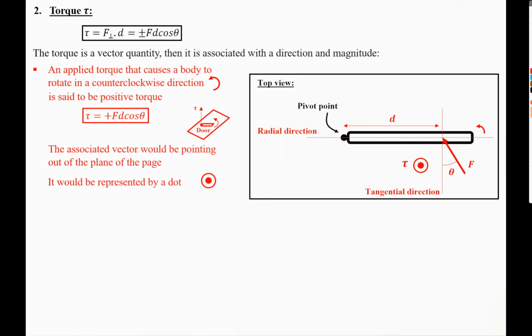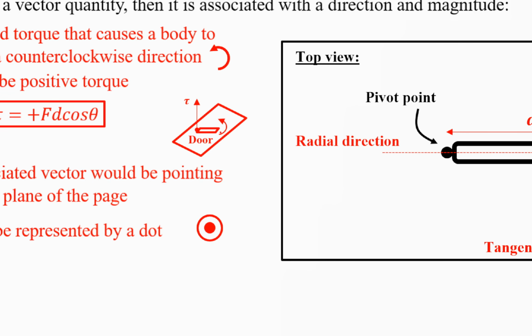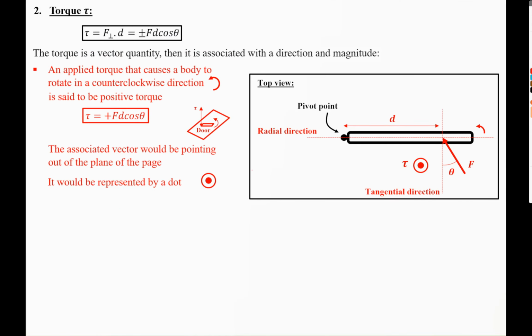Now, how do we know that in this case it's pointing out of the plane of the page? This is done by the right hand rule. First of all you should take your hand, and the four fingers should be rotated in the direction of this arrow. Then the thumb would be pointing out of the page. Now it's a bit challenging to do this representation in a video, so this will be covered later in class in detail. Now what about a force that causes a body to rotate in the clockwise direction?